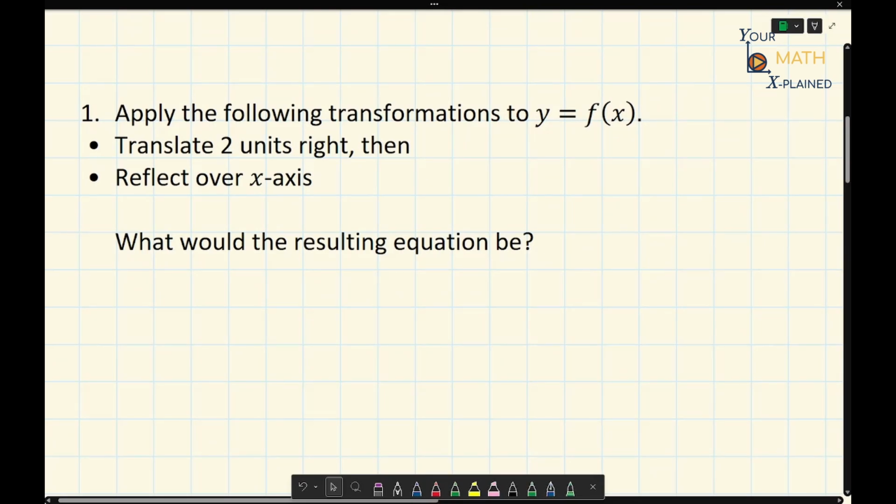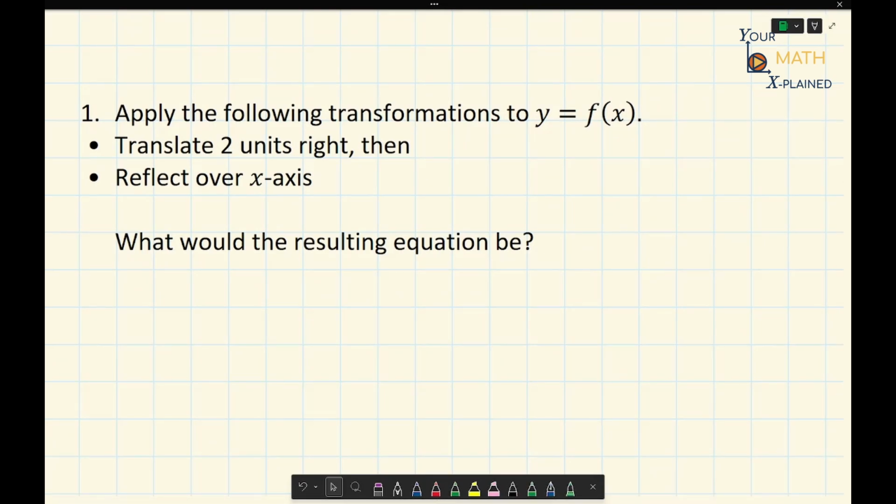So now suppose we start with a basic function, y is equal to some function of x, and we want to apply the following transformations to it. We want to translate 2 units to the right, and then reflect over the x-axis. What is going to be the resulting equation? So note that under the original formulaic method that we covered, we were often working in a prescribed order. So we had to do our stretches and reflections before our translations. But in this question, we're being asked to apply the translations first and then the reflection, which is why we're going to use the replacement method here.